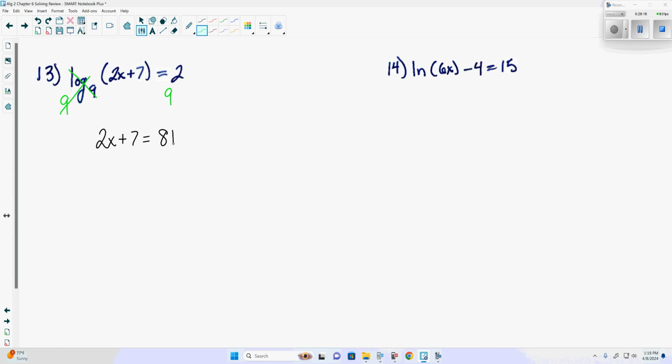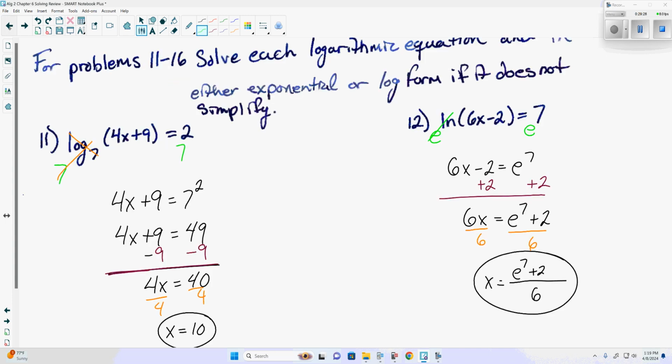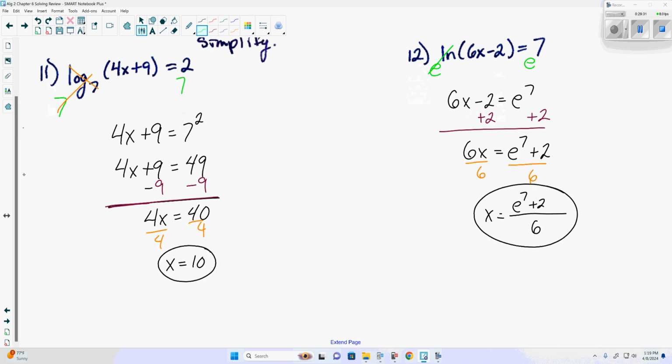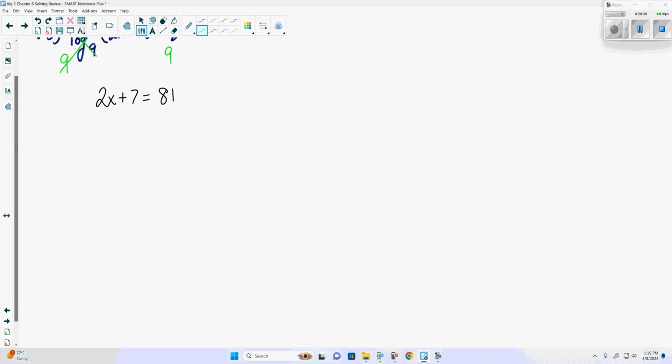81. Now we can rewrite it as 9 squared, or we can type it in the calculator and see that it's 81. Kind of as we did here with 7 squared, then we rewrote it as 49. Or I can just take that step out and just rewrite it as 81. Now the next thing we'll do is subtract 7, telling us 2x is equal to 74. And lastly, we will divide by 2.